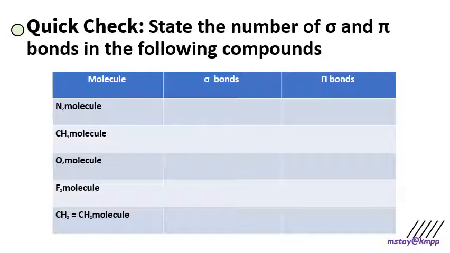Yes, it's time to check your understanding about the formation of sigma and pi bonds. Let's look at the first example, the nitrogen molecule. Before we can determine the number of sigma and pi bonds, let's draw the Lewis structure for the nitrogen molecule. Focus on the bond between the two atoms. The first bond is a sigma bond. Thereafter will be pi bonds. So here there is one sigma bond and two pi bonds in the nitrogen molecule.